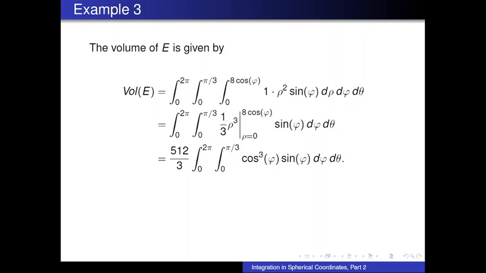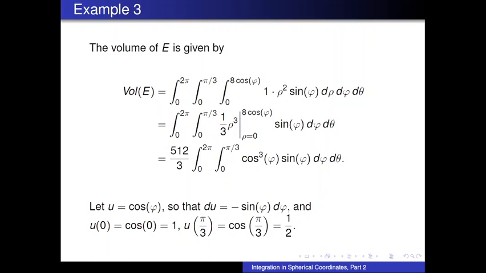Okay, so I think this one is probably screaming out to us that it is u substitution, right? Don't we want to let u be cosine of phi? So then du will be negative sine of phi d phi. And if we want to change to u, we've got to change the bounds, right? So u of 0 is cosine of 0, which is 1. And u of pi over 3 is cosine of pi over 3, which is 1/2.